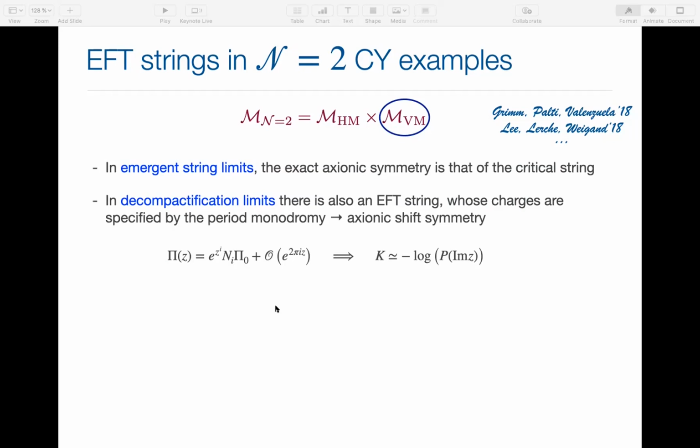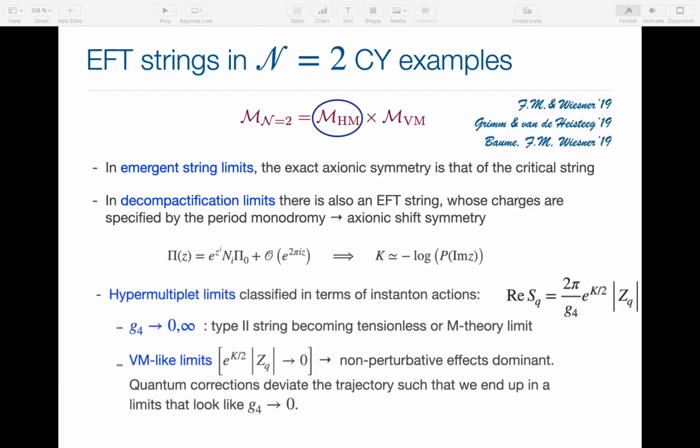And if not, we already see that there is some string there because, as Thomas explained to us, you have this sort of asymptotics for the periods. When you plug them into the Kähler potential, you are going to see an axionic shift symmetry, like we were saying. So just by looking at which axionic shift symmetry it is and what is the monodromy that appears on the periods, you can already guess what your string charges are. This is particularly clear in type IIA models where this would be some NS5 branes wrapping some divisors. The same thing can go for hypermultiplet limits, but this is less understood, so let me skip it.